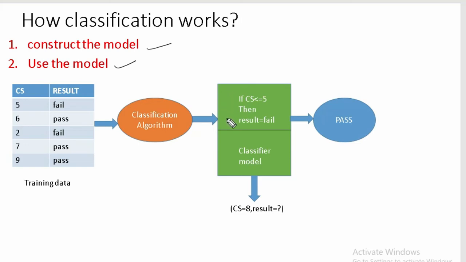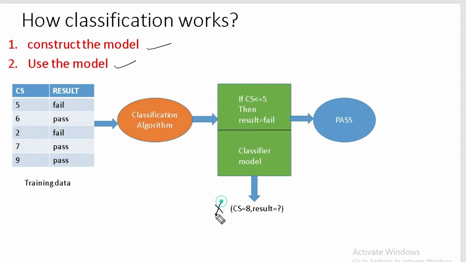Here, this classifier is constructed using a query or a rule. And this rule states that if CS marks is less than or equal to 5, then the result is equal to fail. Now, next phase is use the model. So, let us use the model.